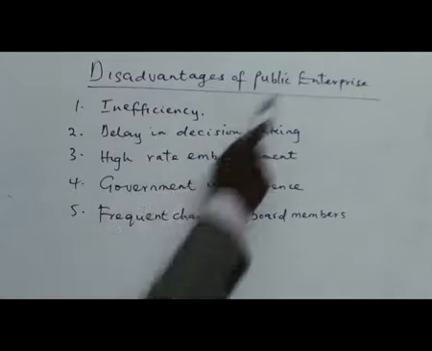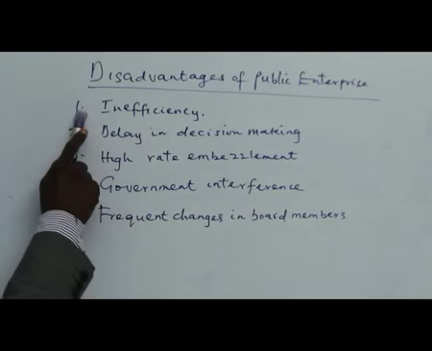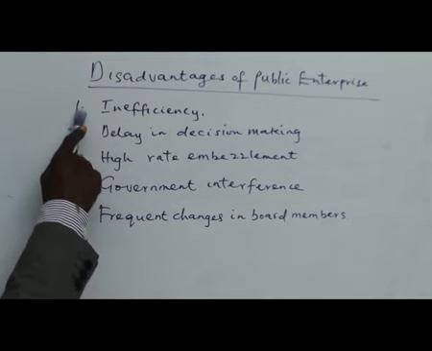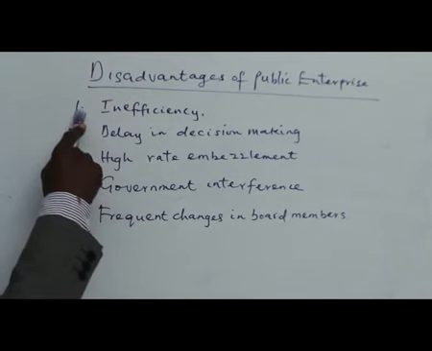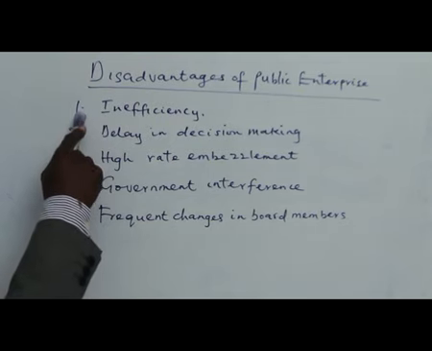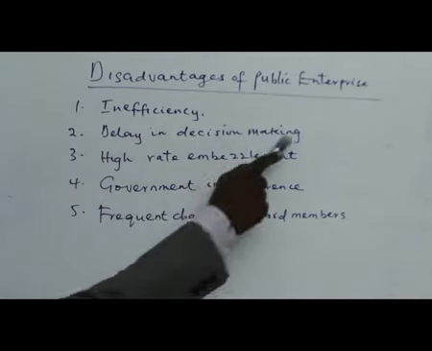Disadvantages of public enterprise. Number one, inefficiency. In public enterprise, we have stated that profit making is out of the picture, but the aim is to provide essential services. But where there is no profit making, how will they be able to put in effort at the end of the day? No effort will be put towards ensuring that efficiency is going on in the enterprise. So inefficiency will occur in public enterprise as a result of a lack of profit that can motivate the enterprise.